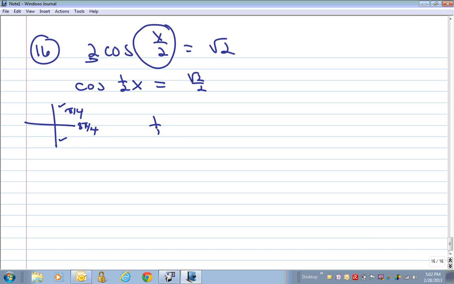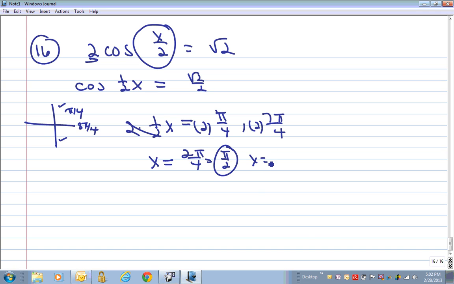So right now we have 1/2 theta, or 1/2 x, is pi over 4 and 7 pi over 4. Now, to get rid of the 1/2, we're going to multiply by 2. So now we have x, or theta, is equal to 2 pi over 4, which would reduce to pi over 2. And x is equal to 14 pi over 4, which would reduce to 7 pi over 2. And those are our two solutions. Go Bearcats. Last one. Here we go.